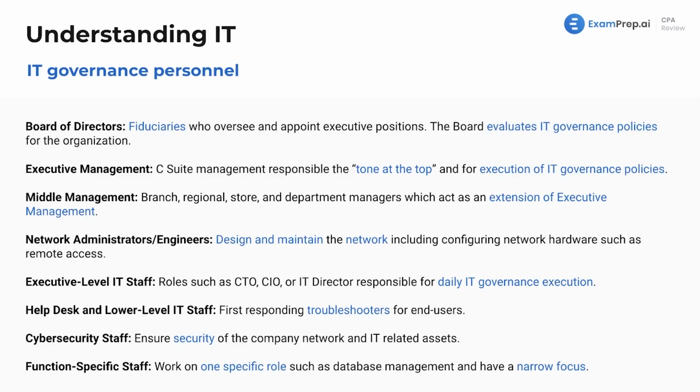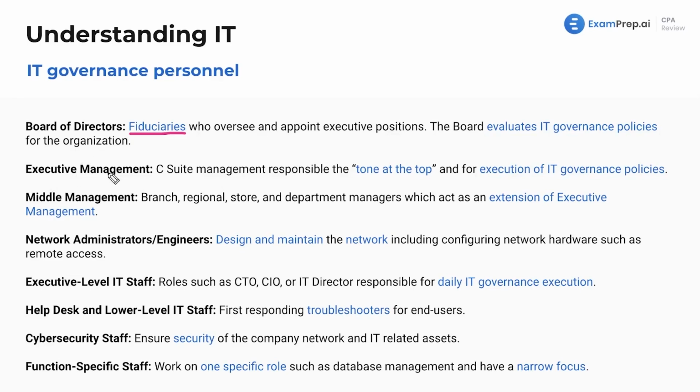The personnel that you should know, because these could be multiple choice questions, or actually they'll probably just be multiple choice questions. I couldn't see in my experience how they would turn this into anything else. So what do we got? We have our board of directors. Let's remember this was covered in ERM. It's important. These are fiduciaries, meaning they need to have the company's best interest at heart. They oversee and appoint executive positions. The board evaluates IT governance policies for the organization.